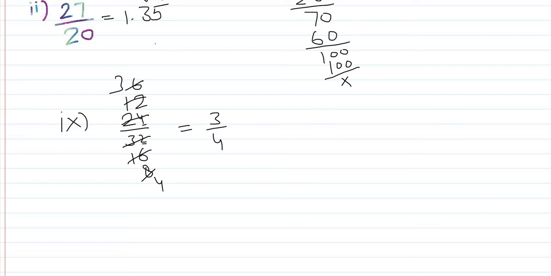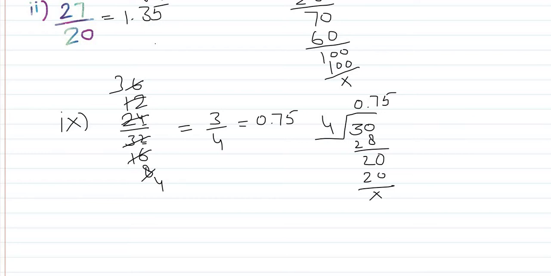Now we convert it into a decimal number. So here I put 3 inside and divide it by 4. 3 is less than 4, therefore we place the point here. When we place the point, here we get 30. 4 sevens are 28, here we get 2. Due to the point, here we place 0. 4 fives are 20. So here we get the answer, that is 0.75. This is the answer.